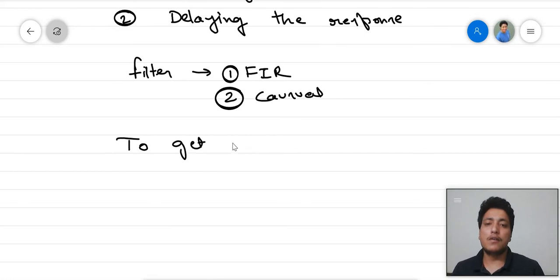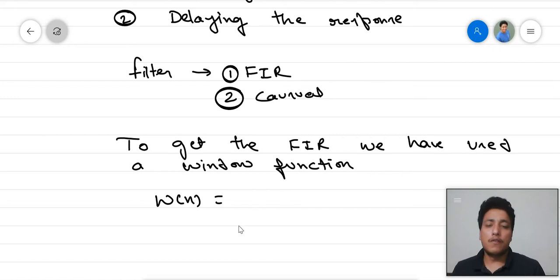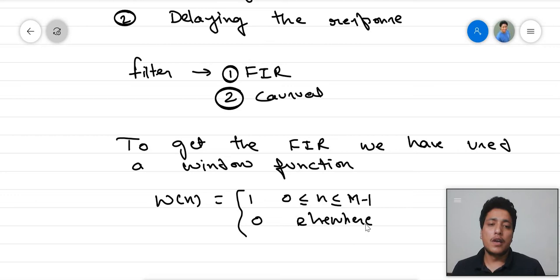To get the FIR response, we have used a window function, Wn, which is defined as 1 from 0 to n up to M minus 1 and 0 elsewhere. In the last lecture we used a window from minus M to M, but in this class we are using a window from 0 to M minus 1, because to attain causality we have delayed the sequence. So in this case, we are first delaying the sequence and then multiplying with the window, so that our window is from 0 to M minus 1.